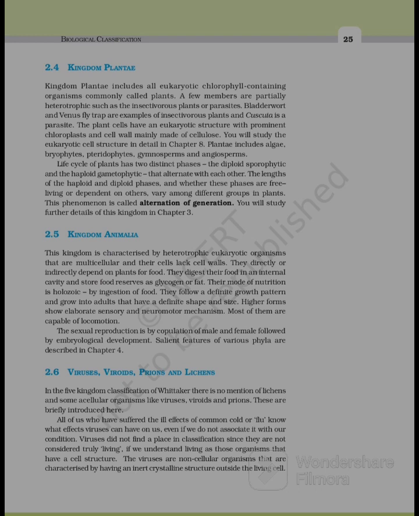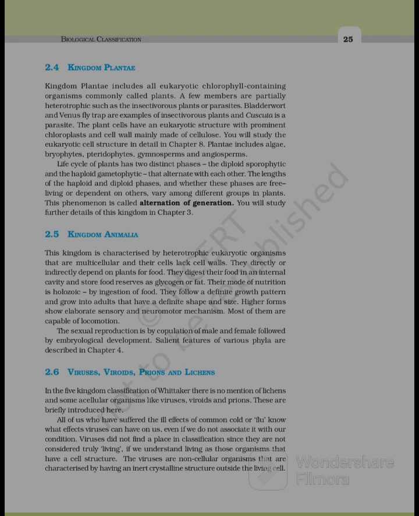Plantae includes algae, bryophytes, pteridophytes, gymnosperms, and angiosperms. Life cycle of plants has two distinct phases, the diploid sporophytic and the haploid gametophytic, that alternate with each other. The lengths of the haploid and diploid phases, and whether these phases are free-living or dependent on others, vary among different groups in plants. This phenomenon is called alternation of generation. You will study further details of this kingdom in chapter 3.